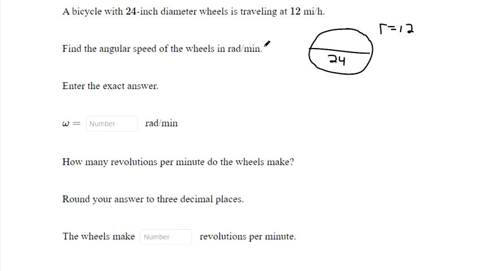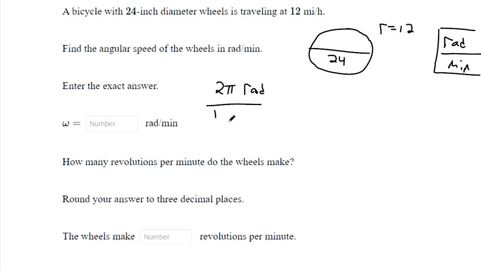To find an angular speed, that means we need to have radians in the top part of a fraction and the minute in the bottom part of a fraction. That's our goal. Let's see what we can do to reach that goal, radians. One thing that we know is that there are 2 pi radians for every 1 revolution of the wheel.